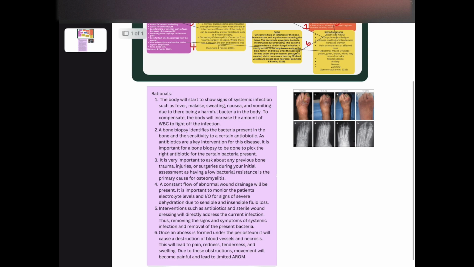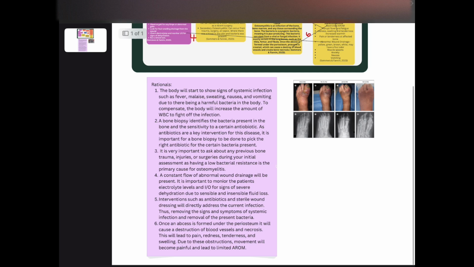And then number 6 is the patho: an abscess is formed underneath the periosteum, pressure is created, and it creates a bone necrosis, and that has to do with the restricted AROM. Once an abscess is formed underneath the periosteum, it will cause the destruction of blood vessels and necrosis. This will lead to pain, redness, tenderness, and swelling. Due to these obstructions, movement will become painful and lead to limited AROM.